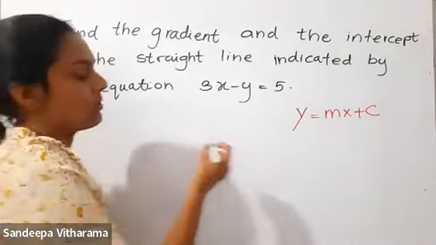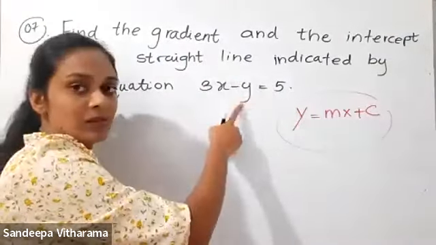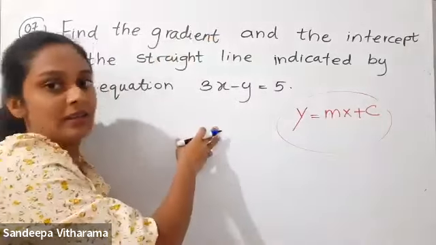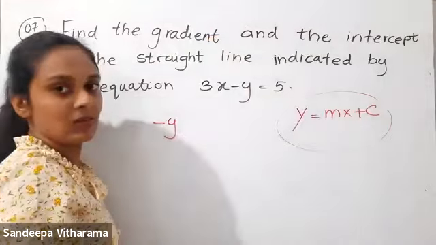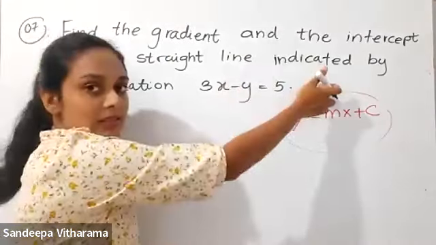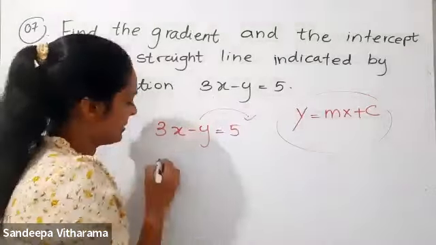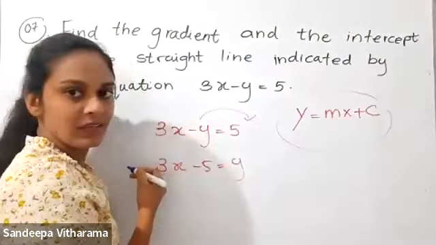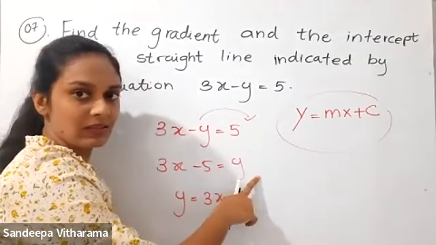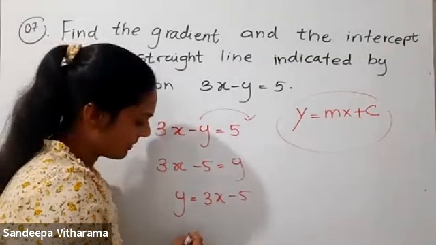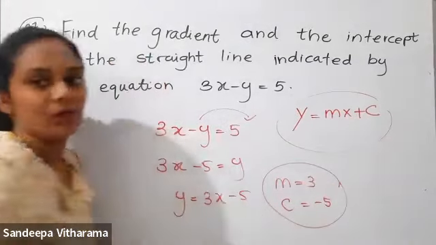So, what you have to do is make this equation into this form. Keep the minus y on one side and take this 3 to the other side. Or you can take y to the other side and take 5 to this side. 3x minus y equals 5. Take y to the other side. 3x minus 5 equals y. Then you can write y equals 3x minus 5. Here we have y. So, now the gradient is what? M equals 3. C is minus 5. Okay.